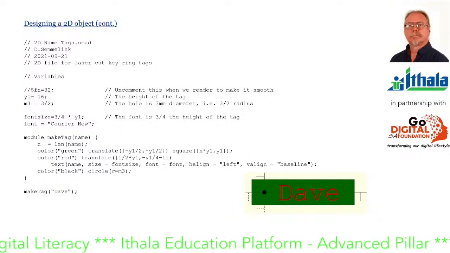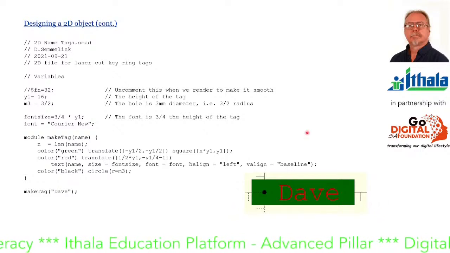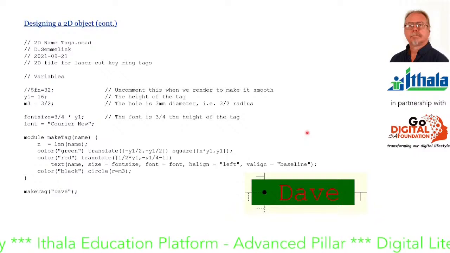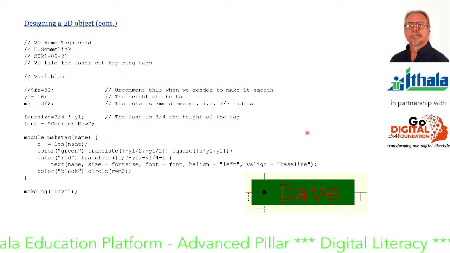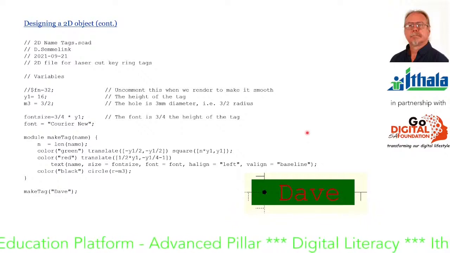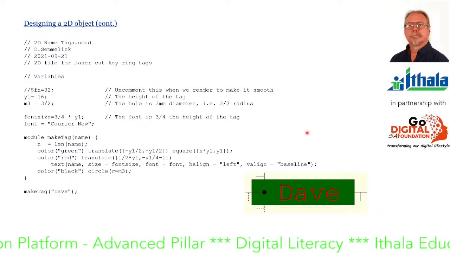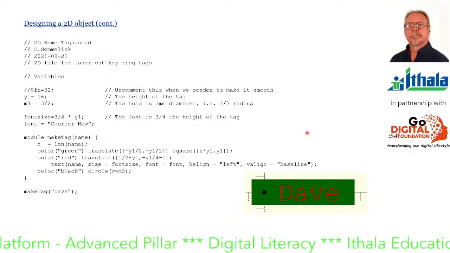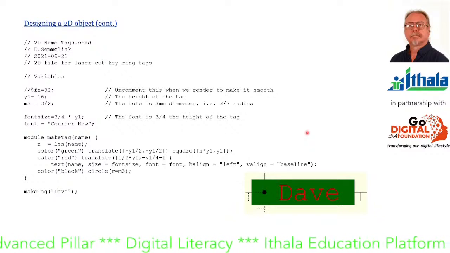Okay, while we're at it, notice that the length of 5 times the height might not be long enough for long names. To handle different size names, we can use the number of characters in the name to determine the length of the tag. The function leng returns the length, that is the number of characters in the name. So we make the length of the rectangle n times y1.